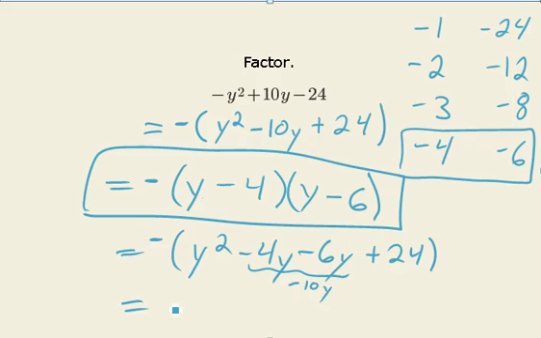So let's go ahead and multiply this negative sign in. Negative times y squared is minus y squared. Negative times negative 10y is positive 10y. Negative times positive 24 is negative 24. And this polynomial is what we started with. So this factorization had to be correct.